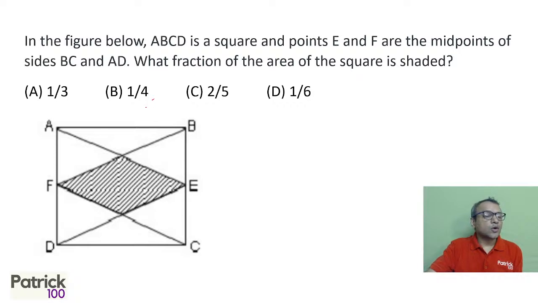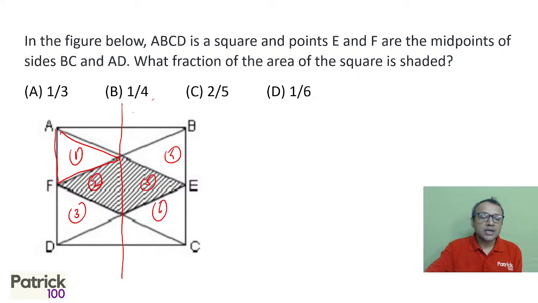Fine, I'll work on two or three ways of solving it. If I draw a line, I have these triangles: 1 triangle, 2, 3, 4, 5, 6 triangles. This is a half triangle: 6.5, 7, 7.5 and 8. So I have 8 such triangles. From that, the shaded region is 2 triangles. So 2 out of 8 is 1 by 4. Option B. One way to solve.